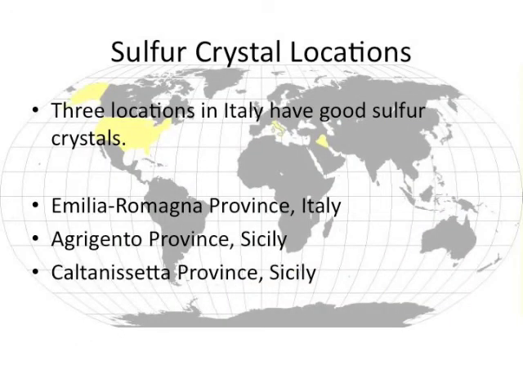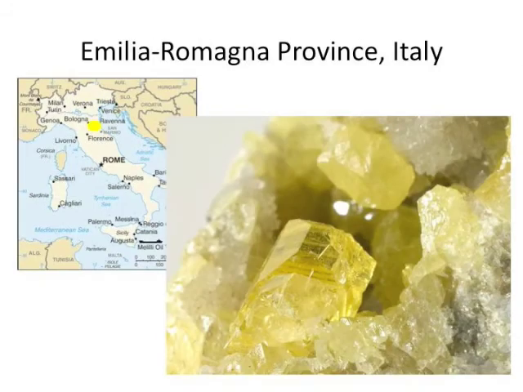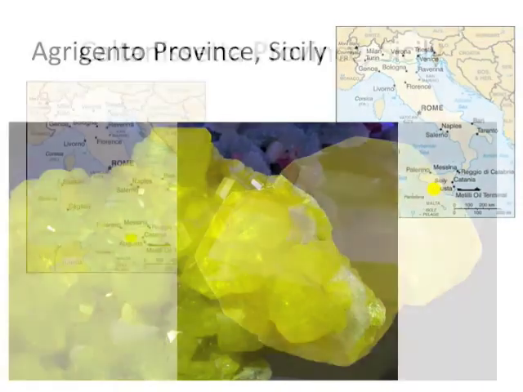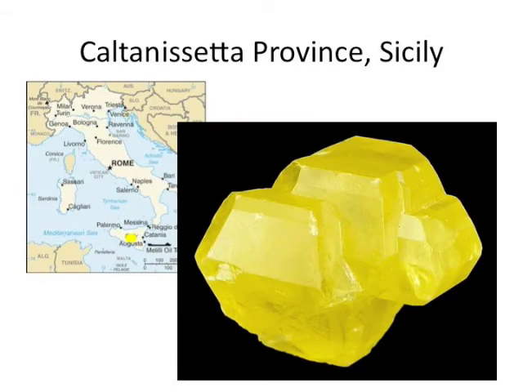3 locations in Italy have good sulfur crystals: Emilia-Romagna province in Italy, Agrigento province in Sicily, and Caltanissetta province in Sicily. Here's an example of a crystal from Emilia-Romagna province in Italy. Here's an example of a crystal from Agrigento province in Sicily. And finally, here's an example of a crystal from Caltanissetta province in Sicily.